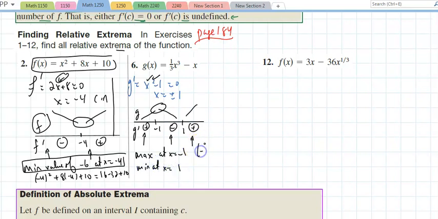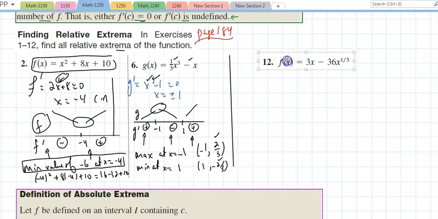And if I plug negative 1 in there, I'll get negative 1/3 plus 1, which is 2/3. And if I put a 1 in there, 1/3 minus 1 is negative 2/3. So this is the maximum value and this is the minimum value. Again, we're not plotting those. This is all we want. We want to find where they have a maximum or a minimum.